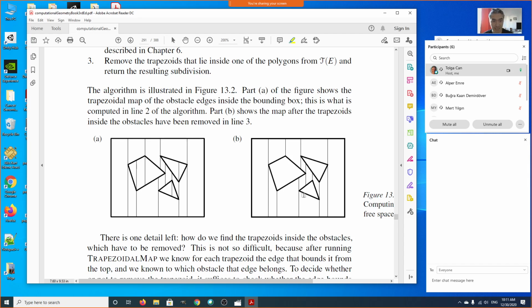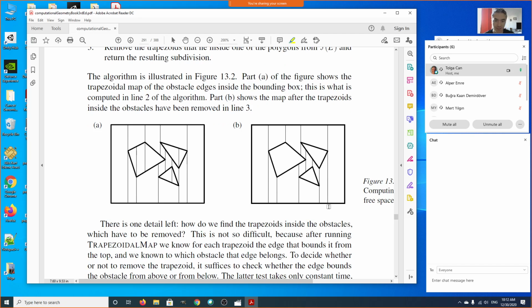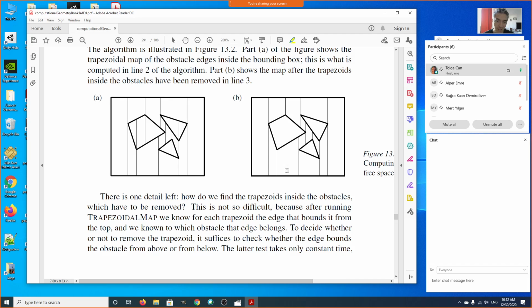By the way, I want to again remind you that in this chapter, our goal is not to find the shortest path from the start position to goal position. Our goal is to find any path, because if you want to find the shortest path, this graph that we are going to build on this trapezoidal map is not going to help, because the path we find on the graph nodes could actually be made shorter with a different configuration space curve.